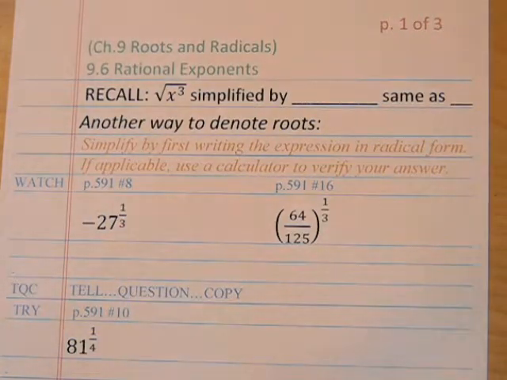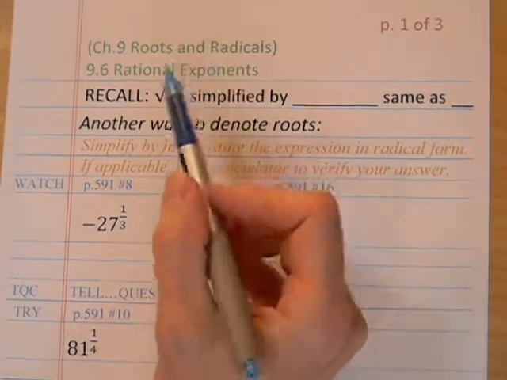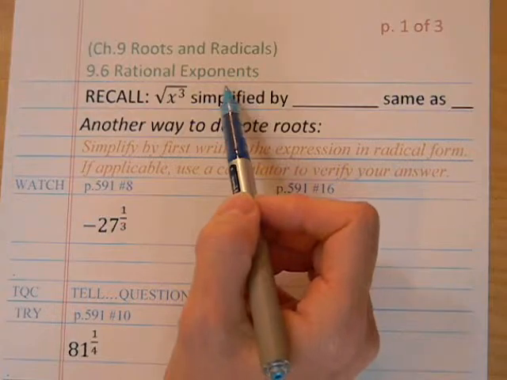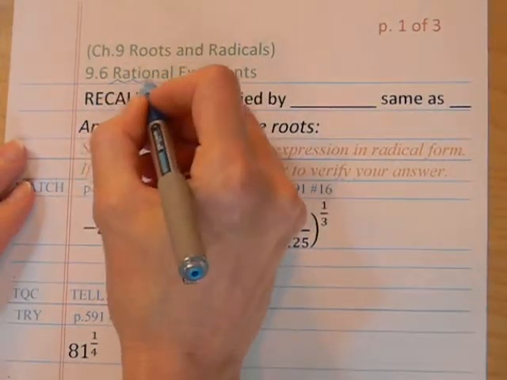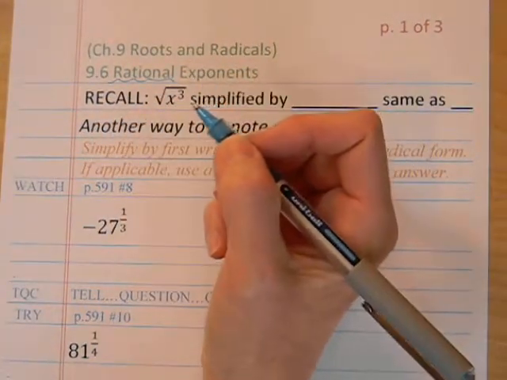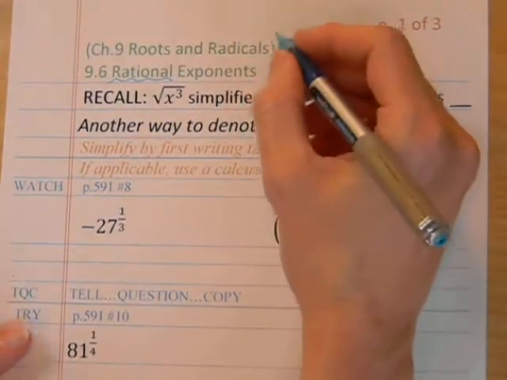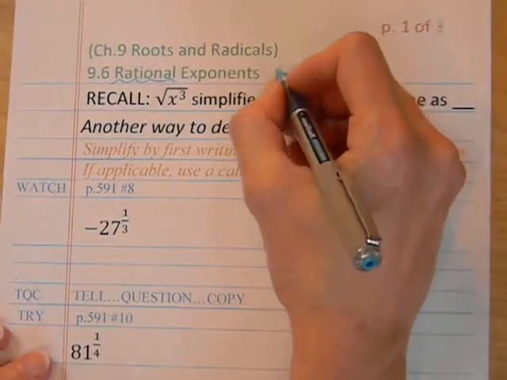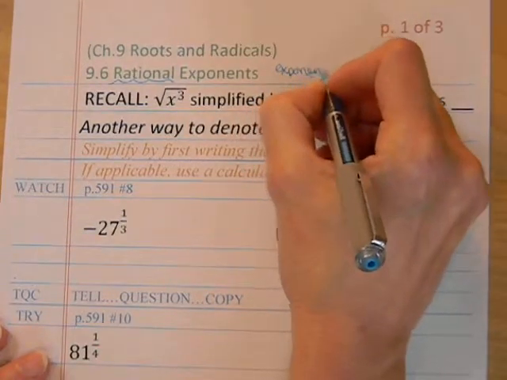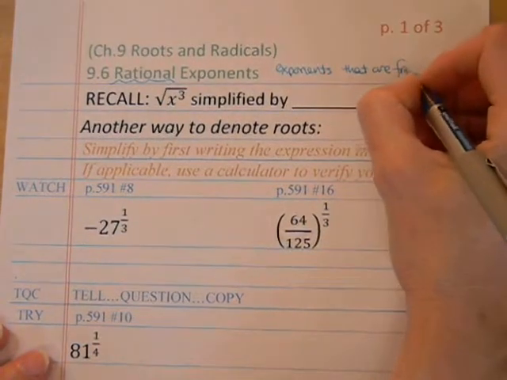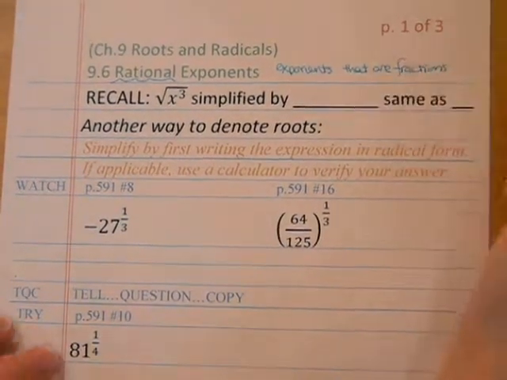Here we are in 9.6. We're at the top of page 1 of the notes. We're still in the chapter on roots and radicals. This section is titled Rational Exponents. And as you recall from Math 60, learning about what rational numbers are, rationals are anything that can be put in fraction form. So what that means is we're going to be dealing with exponents that are fractions. They have both a numerator and a denominator.